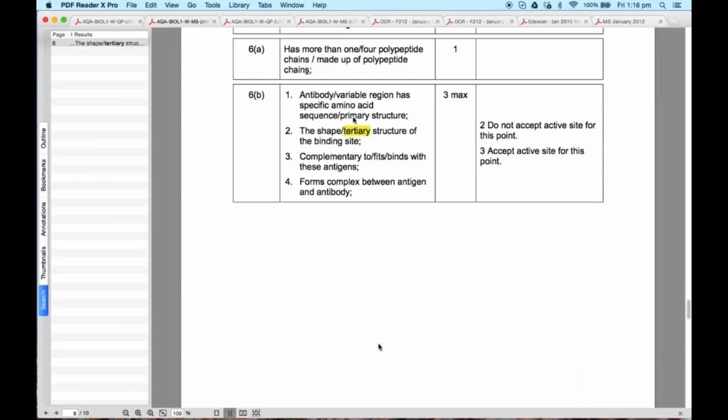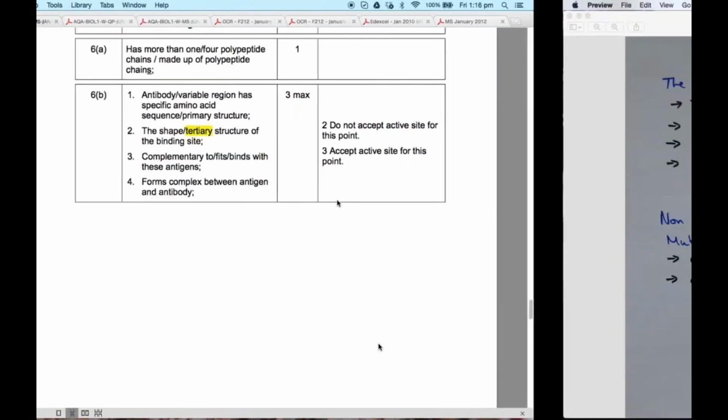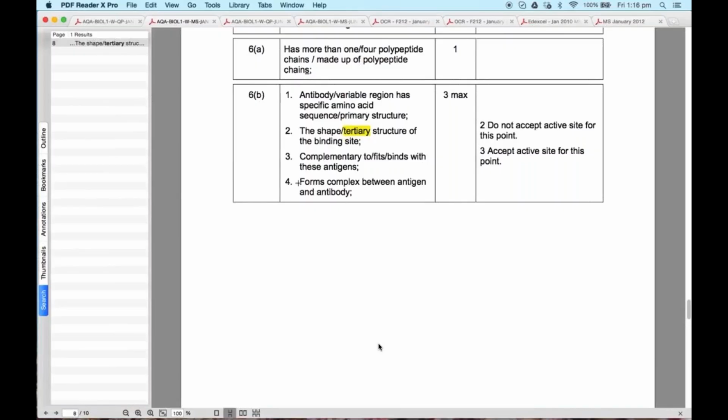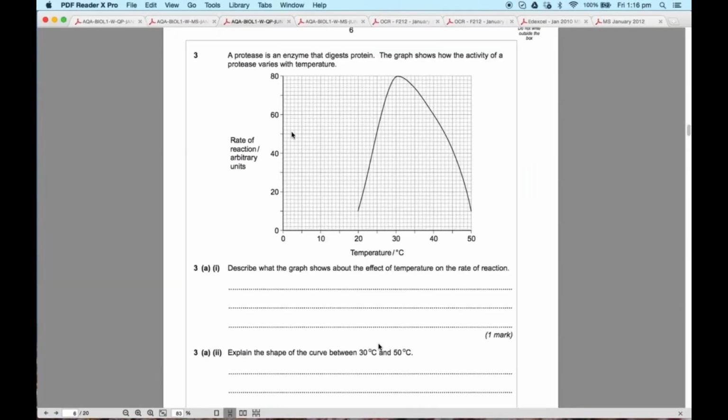No, not really, because the answer is the antibody has the variable region instead of the active site. Specific primary structure, the shape of the tertiary structure is complementary to the antigen, forms a complex between the antigen and the antibody. Well, this is the freeze frame from the end of that lecture slide. Here we've got the tertiary structure, variable region is complementary, antigen-antibody complex. Lovely.